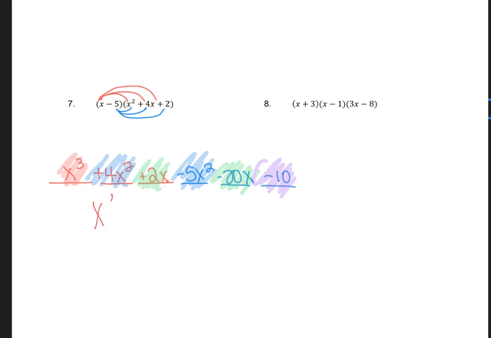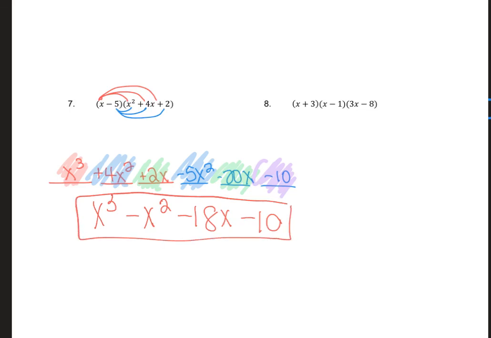So x to the third, then I have to the second, you know, I have $4, and then I give somebody $5, so now I owe $1, so minus x to the second, or minus 1x to the second. And then x, I have $2, but then I owe somebody $20, or I give somebody $20, I end up owing 18 x's, and then minus 10. So that's my answer.